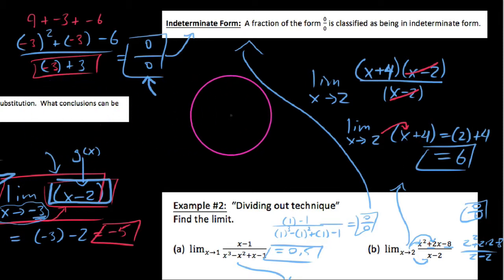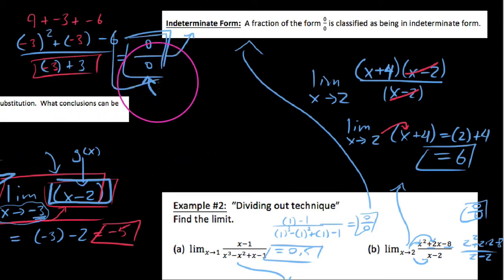So in terms of techniques for evaluating limits of things that yield indeterminate form, one way to do it is to use the dividing out technique.